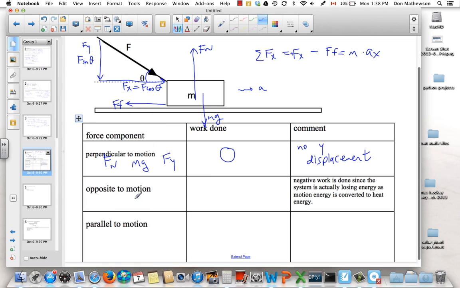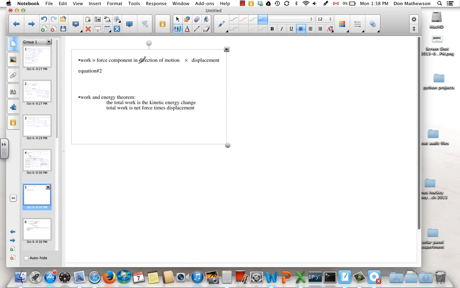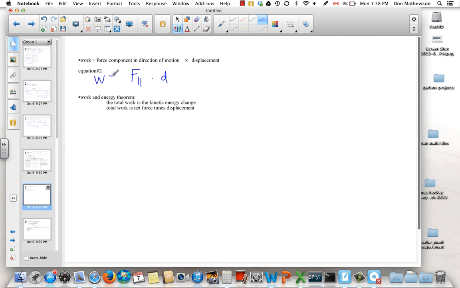A force opposite to motion, like friction, well, strictly speaking, does negative work because the system loses energy as a result of that force. Then there's a force parallel to motion, like the x component. That's the one that does positive work. So work then is done by the force component that's parallel to the direction of motion. And we'll write this in another way shortly, but it's really a conceptual equation. We have to find the component that's going in the same direction that the object is traveling, and then we can evaluate the work that's done.